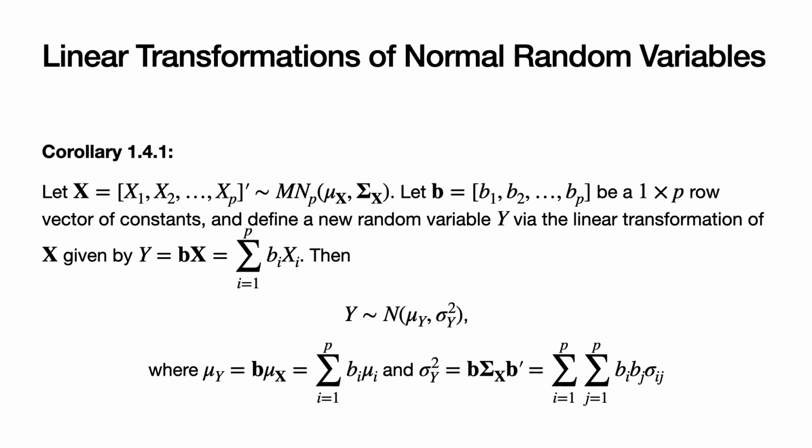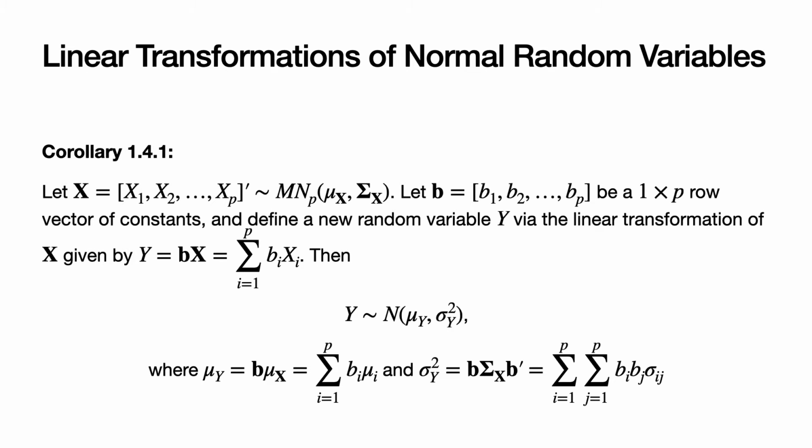Let x be a p by 1 random vector that varies according to a multivariate normal distribution of rank p with mean vector mu sub x and covariance matrix cap sig sub x. Let lowercase bold b be a 1 by p row vector of constants, shown here, b1, b2, and so forth up to b sub p, and define a new random variable, y, via the linear transformation of x given by y equal to this row vector b times the random vector x.